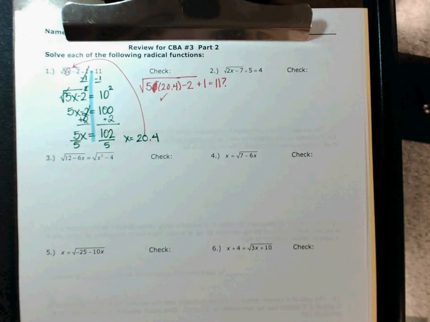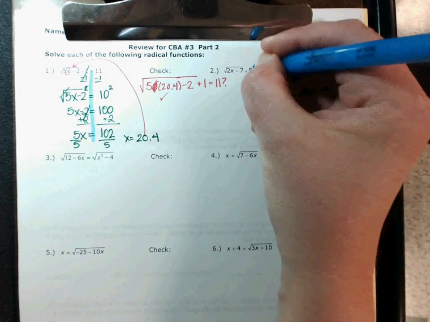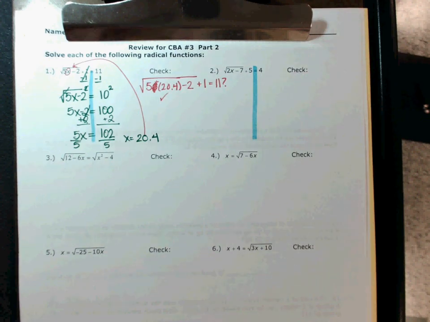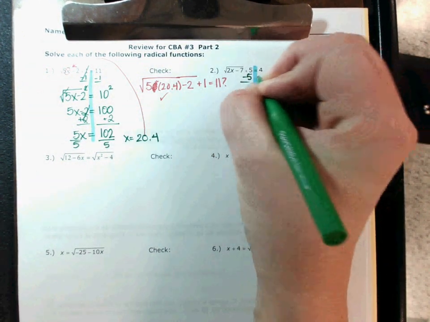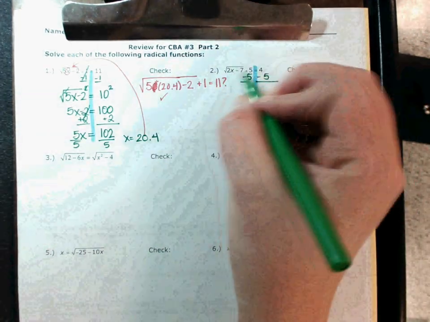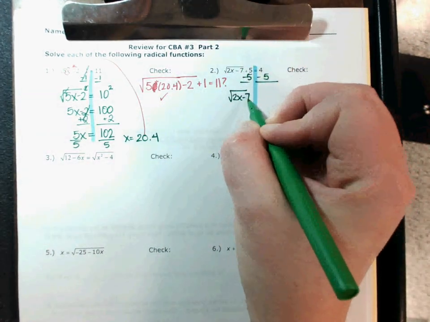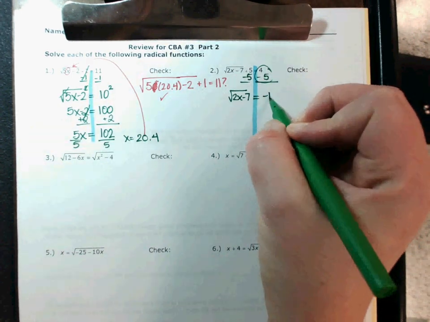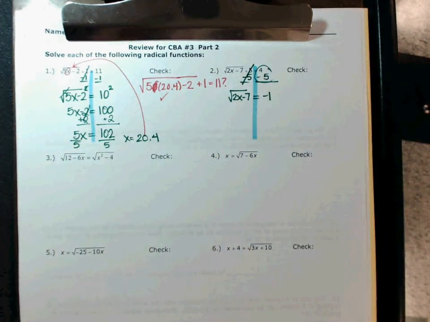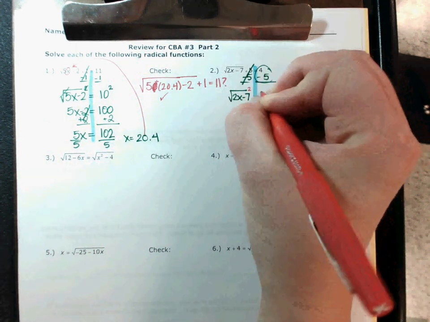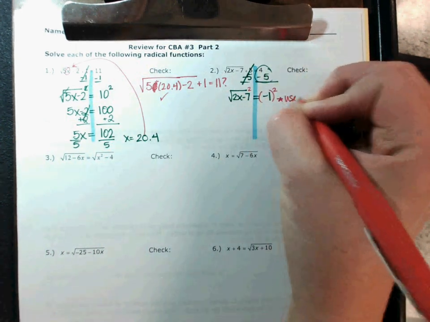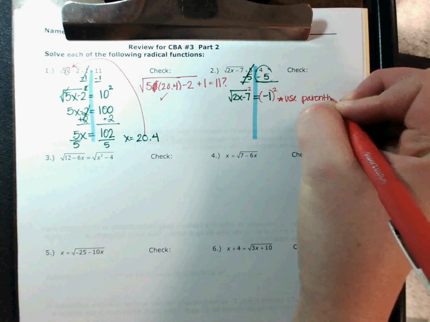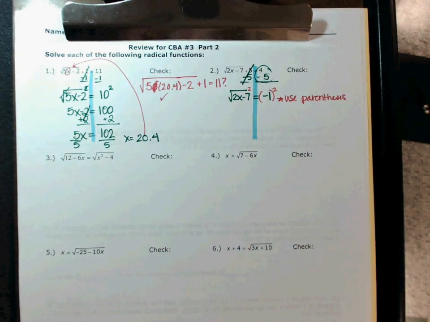Alright, let's do number 2 right next to it. What would you do first on number 2? Minus 5. What is 4 minus 5? -1. So at this point, I have square root 2x minus 7 equals 4 minus 5 is -1. Do y'all remember what you have to do when you square both sides on a negative base? Parentheses. Good. So I'm still going to square both sides, but you have to use parentheses if the base is negative. Otherwise it's going to come out to not be correct.